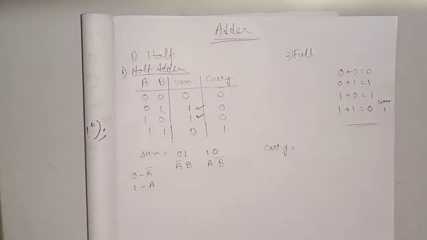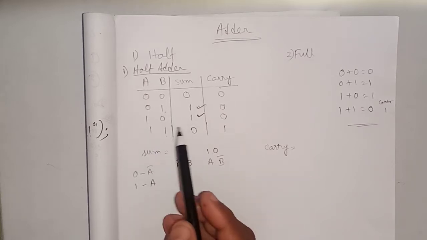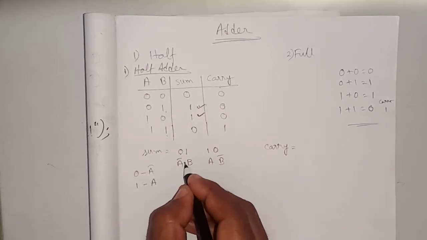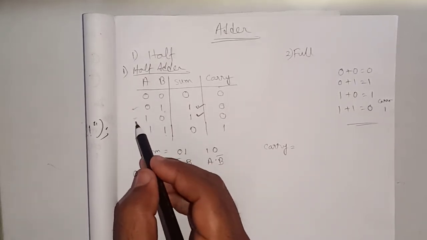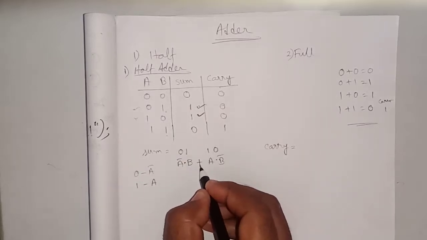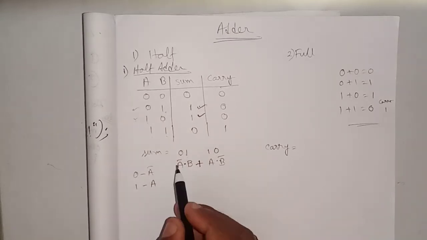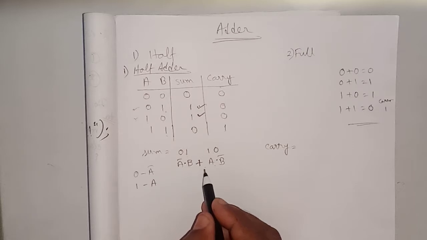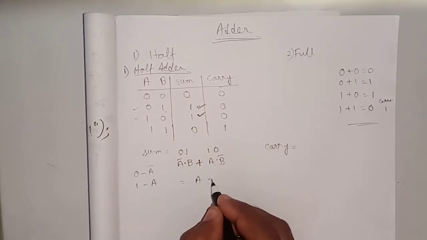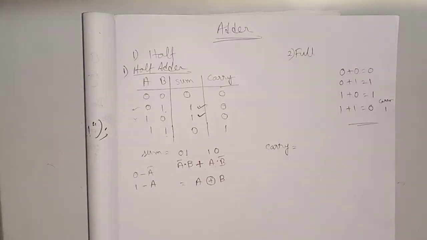When we use the same line combination, we use dot. Multiple lines, we are taking the second line and third line, so we write plus in between the second line and third line values. So the sum value is A bar B plus A B bar. We already learned in previous classes that A bar B plus A B bar means we can write A XOR B. We write it from the previous expression.